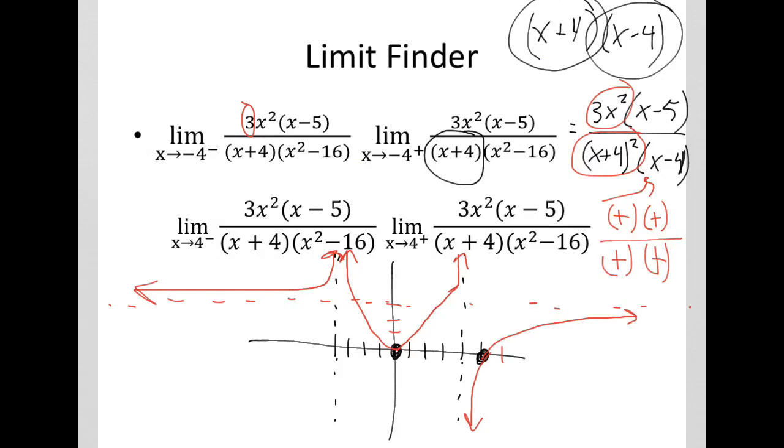And so now we can answer these limit questions. As x approaches negative 4 from the left, my limit is positive infinity. As x approaches negative 4 from the right, my limit is also positive infinity. As x approaches 4 from the left, I am also at positive infinity. And as x approaches 4 from the right, I am at negative infinity. So once you sketch that function in, identifying the limits ain't no thing.